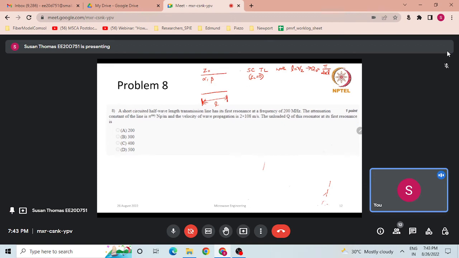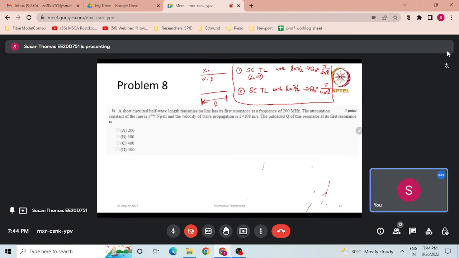Now take another case which has been discussed in the video lecture. Take the same short circuited transmission line with length equal to lambda by 4. In that case, what is the unloaded Q factor? That is equal to pi by 4 times alpha into L. So this is the final expression derived in case of these two. Once you know this concept, we can go ahead and solve this particular numerical.